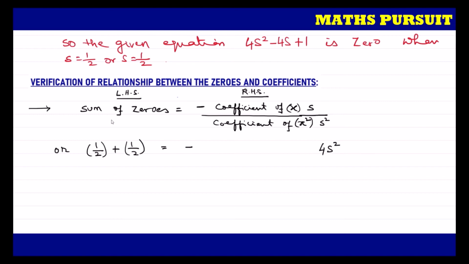It is 4s to the power 2 minus 4s plus 1. So here the coefficient of s is minus 4. So I can write minus (minus 4) upon the coefficient of s to the power 2, which is 4. Or I can write 1 by 2 plus 1 by 2, that is 2 by 2, is equal to 4 by 4.